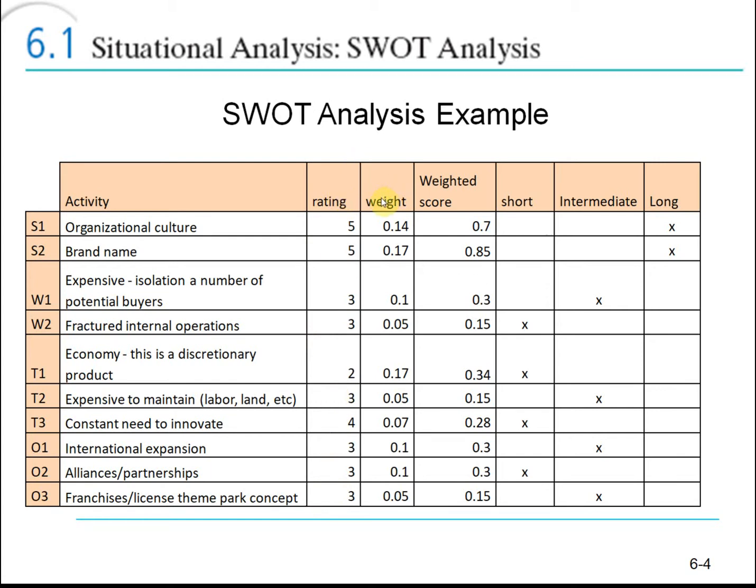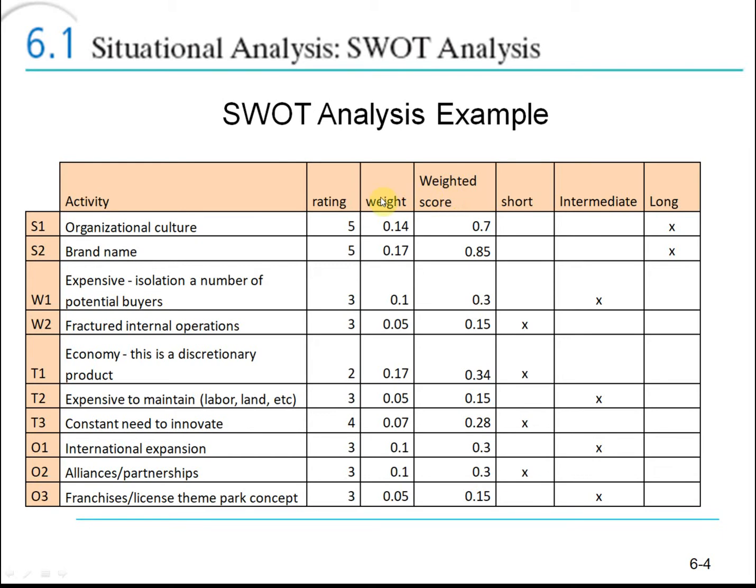Let's move to the next column. Weight. This is where you actually apply a weighting to how important this criteria is for success in the industry. In other words, how important is this criteria for any organization to be successful in the industry? It's also important to note that at the bottom of this column, all the numbers should total to 1. So we apply the weighting to each of these criteria all the way down and make sure that it sums to 1.